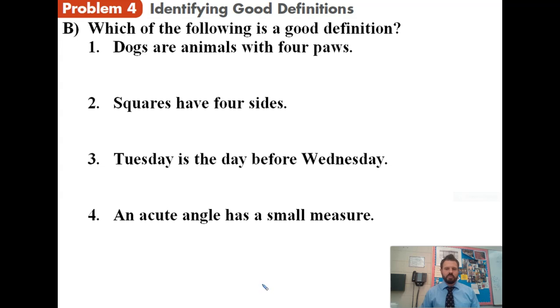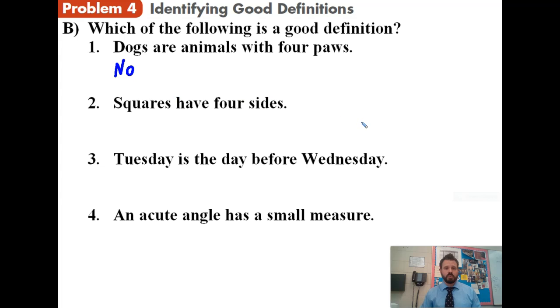All right, so we have a few more statements we want to see if are good definitions. First one, dogs are animals with 4 paws. Now again, that is a true statement. Dogs have 4 paws, but I'd say it's not reversible because if an animal is a dog, then it has 4 paws is true. But if an animal has 4 paws, then it is a dog. That's false. Tigers, for example, have 4 paws but are not dogs. So I'd say no, not a good definition because again, it's not reversible.